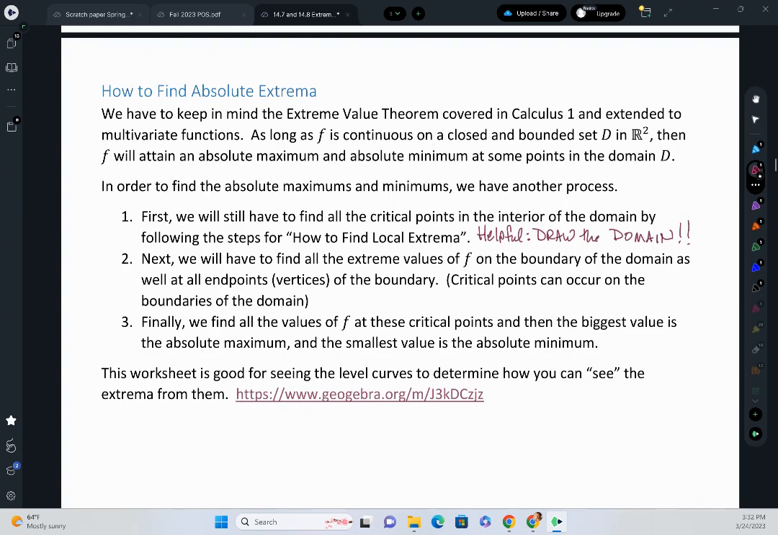We're going to find the extreme values of our function on the boundary of the domain as well as at all endpoints. Those are like the vertices, edges, or corners of our domain. Critical points can occur on the boundaries of a domain. They could not do so with local extrema, but they absolutely can with absolute extrema. Finally, we're going to find the values of our function at all these critical points. I'll do that as we go through the problems. The biggest one is the absolute max, and the smallest one is the absolute min. Pretty simple from there. Steps 1 and 2 are the most time-consuming. Step 3 is when you're done, pretty much.